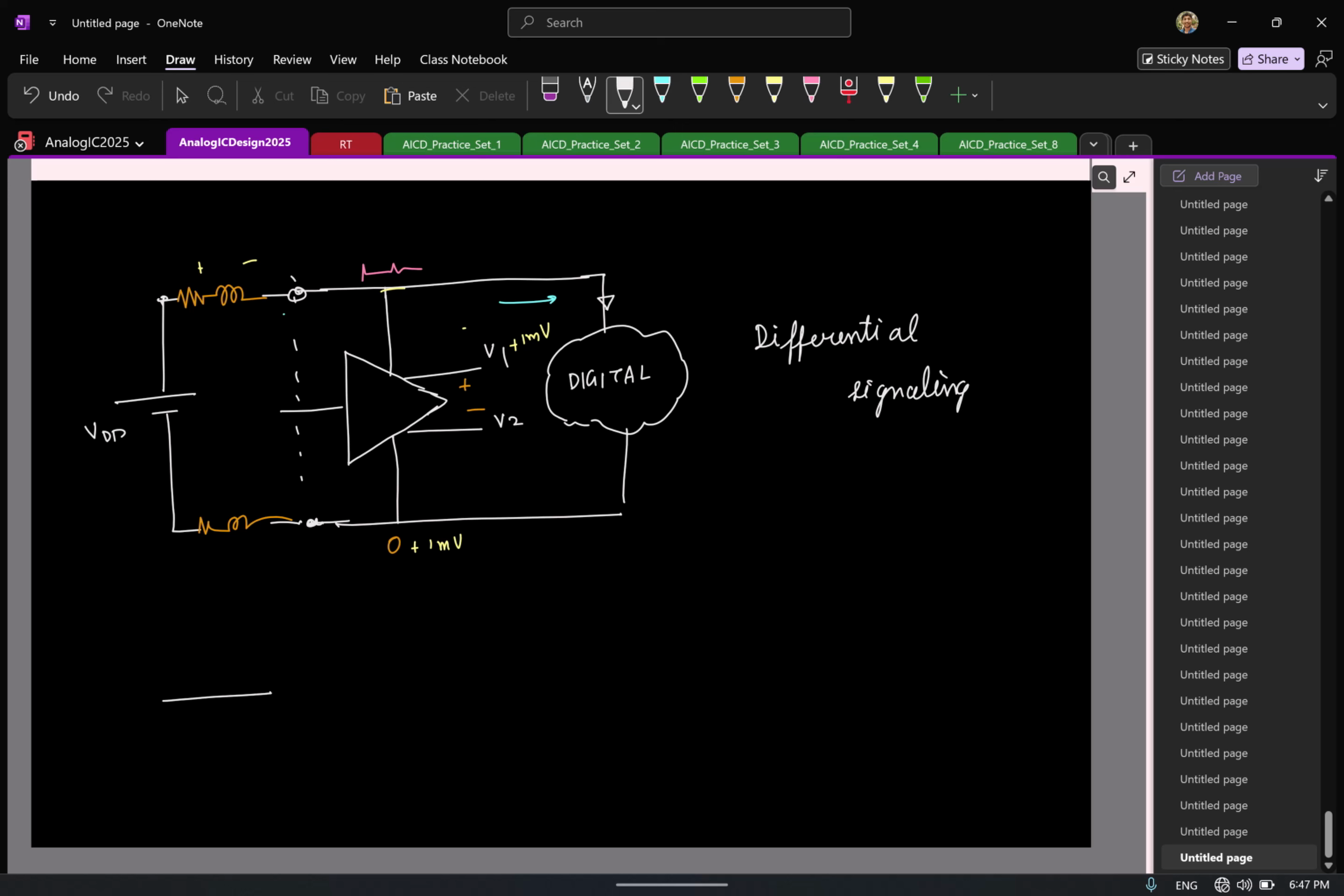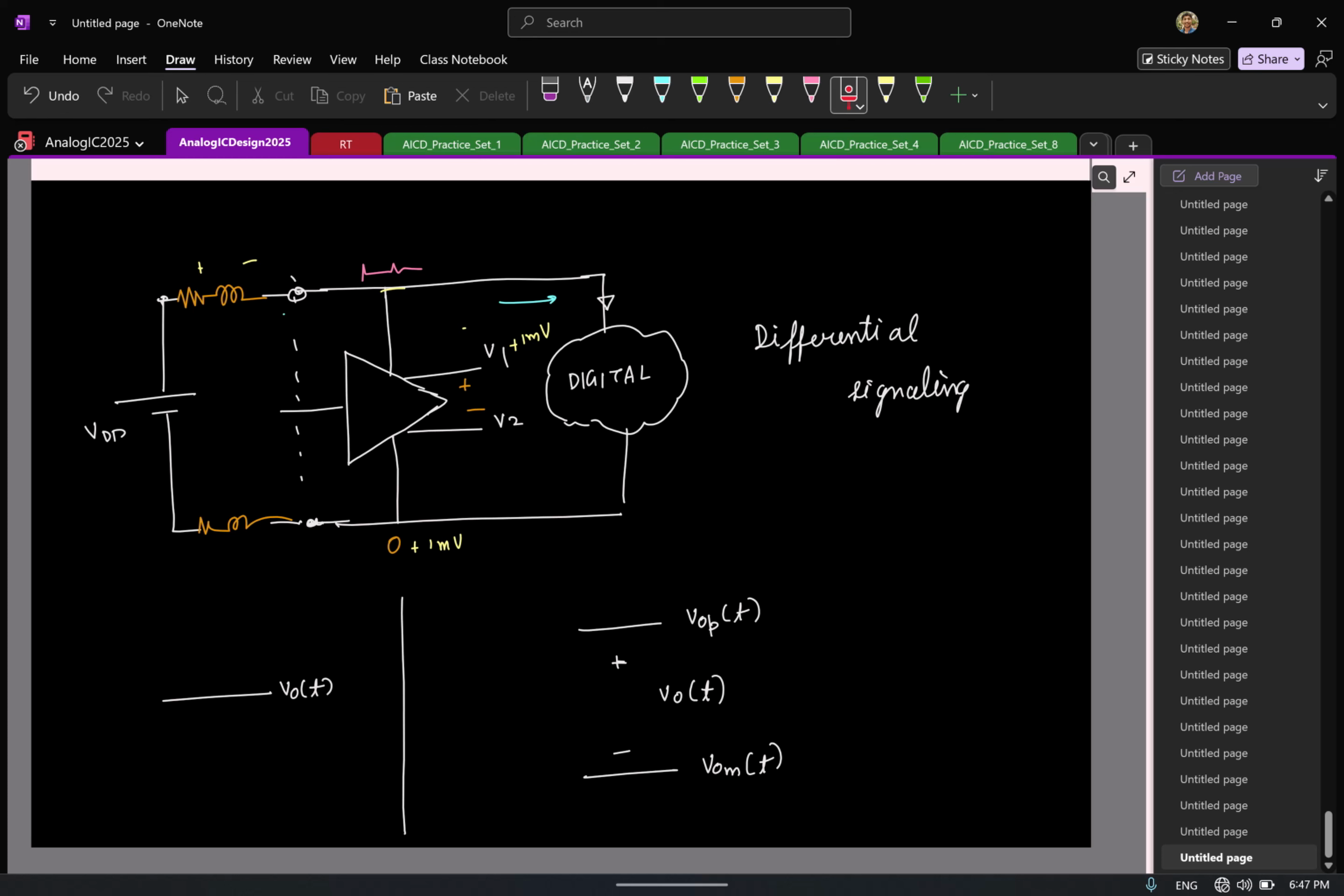So instead of having one line, now we have two lines. So this, I'll call it VO of t. This is your single-ended structure. Now instead we have two lines. I'll call it VO plus and VO minus. So VOP and VOM. And the difference between these two is what is defined as my final output VO of t. Okay.